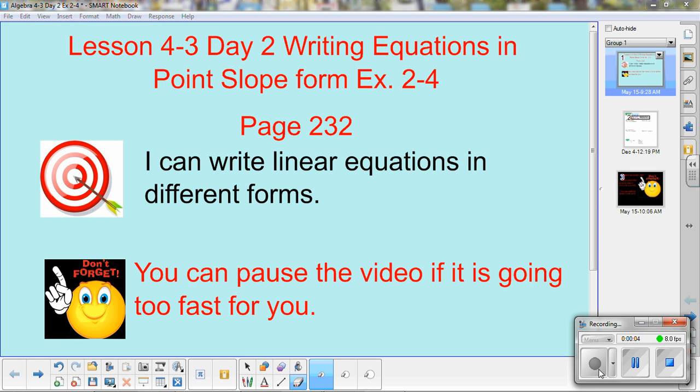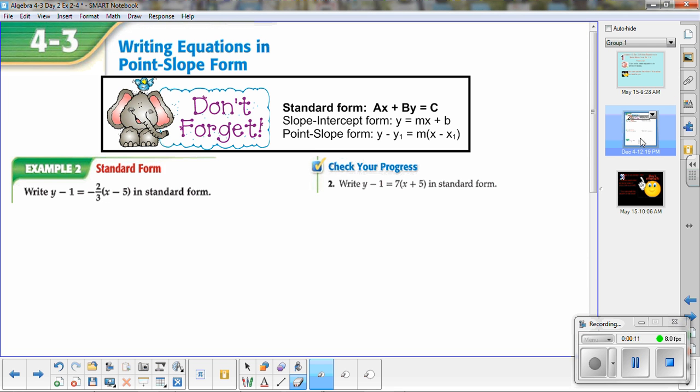In Lesson 4.3, Day 2, you will be writing linear equations in different forms. The three different forms that we have talked about are standard form, ax plus by equals c, slope-intercept form, y equals mx plus b, and point-slope form, which is y minus y1 equals m times the quantity x minus x1.